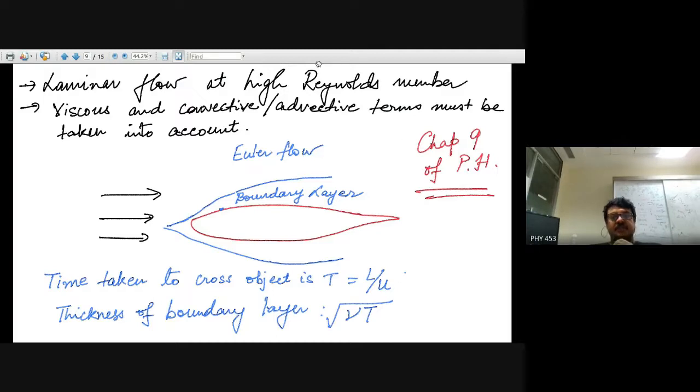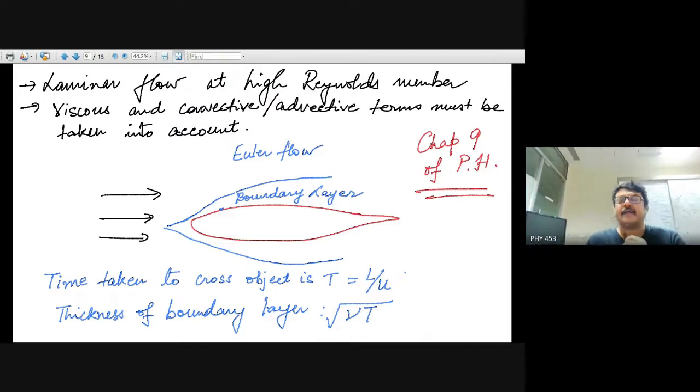So this is what I already said. Now I'm going to introduce the idea of the boundary layer. This is in the initial chapters of Physical Hydrodynamics. And you need to know this idea to understand where you can use Euler flow equations or Euler equations, assuming that you don't have a turbulent flow.